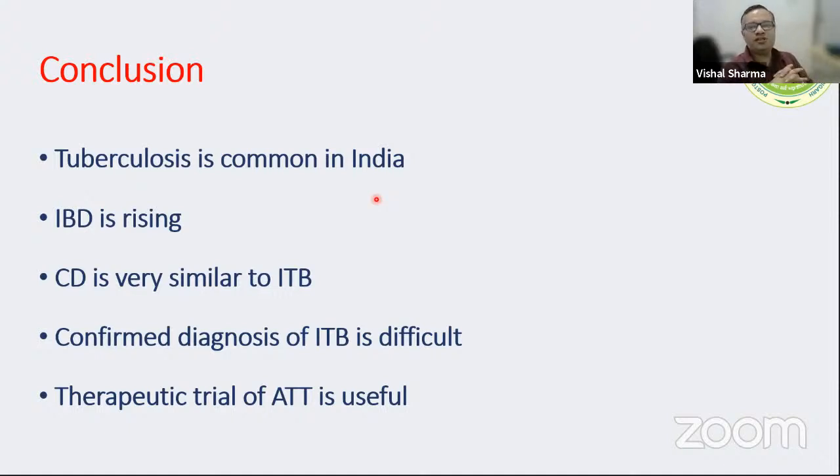And then you need a therapeutic trial of antitubercular therapy. And again, you have to reassess these patients using a colonoscopy. Usually at 2 months, you will be able to say whether it was tuberculosis or whether it was Crohn's disease. Thank you for your attention, and I am open to your questions.